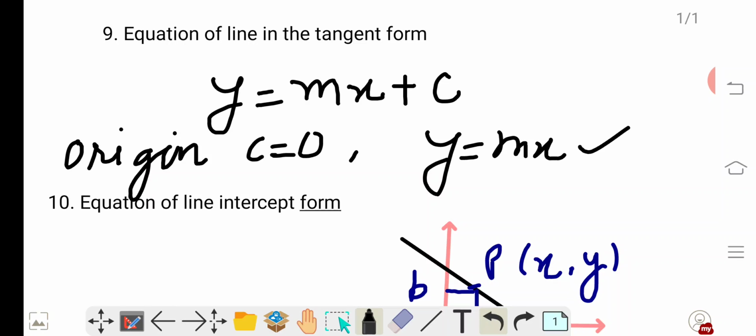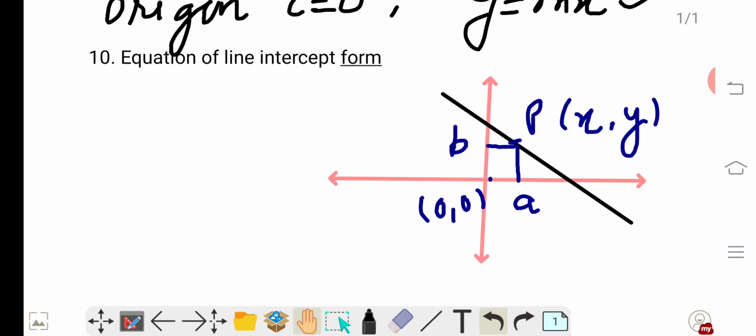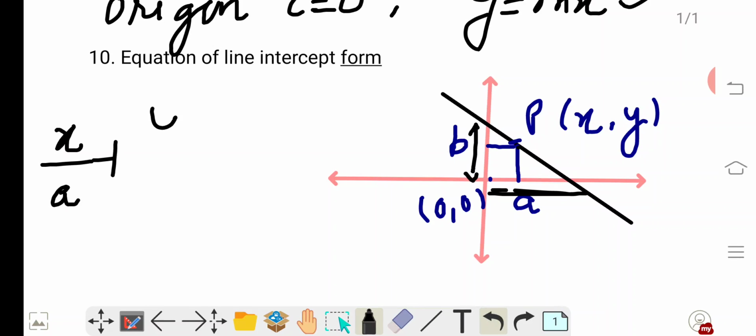Now the equation of a line in intercept form. Suppose this is the intercept a and this is b, the lengths of a and b, and this point P is (x, y). Then the equation of this line will be x upon a plus y upon b is equal to 1. So this is the equation of a line in intercept form.